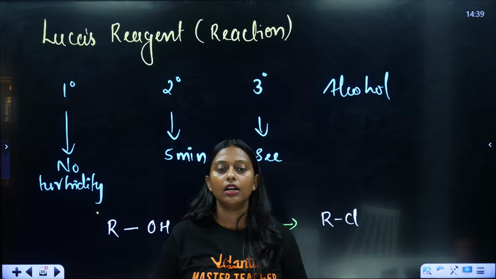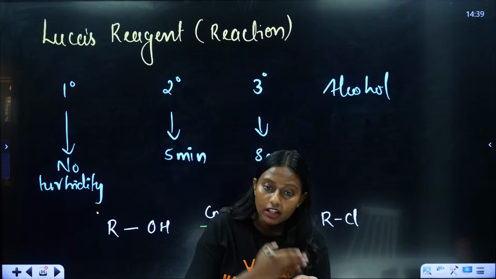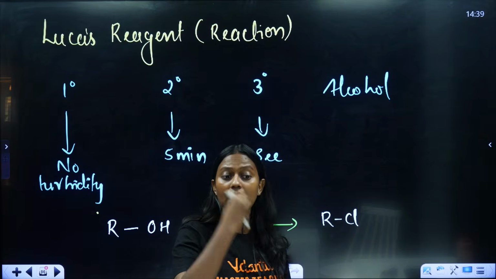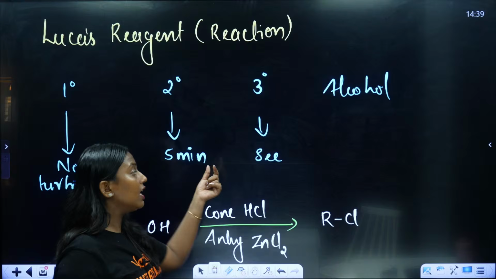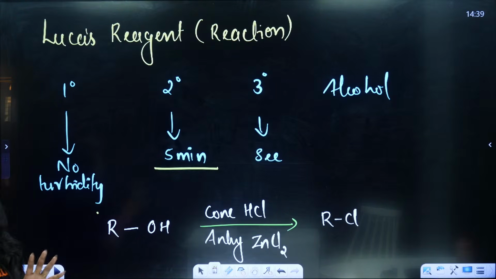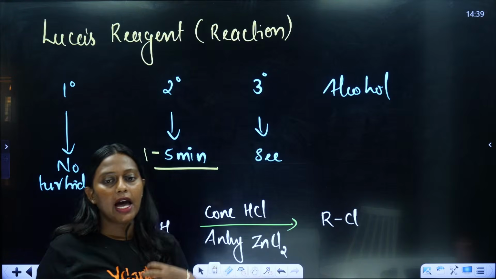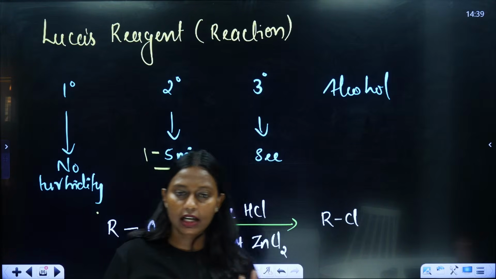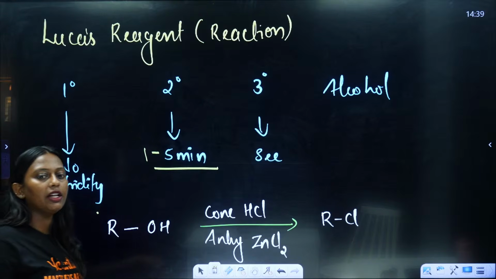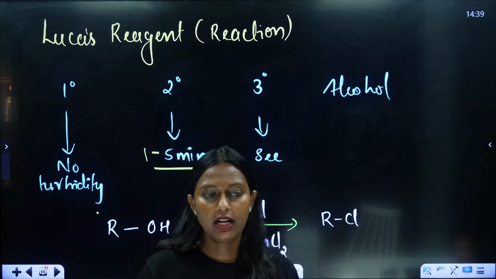I am going to add Lucas reagent. Then what will happen? In tertiary alcohol you can see immediate turbidity, within seconds. In secondary alcohol it will take time, 1 to 5 minutes maximum, and you can see turbidity in secondary alcohol also. In primary alcohol there is no turbidity.